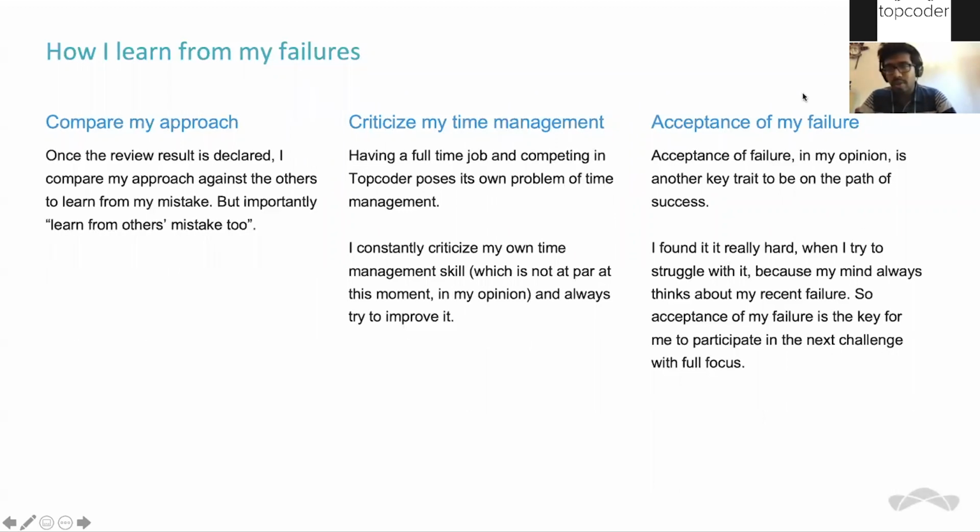So when I say acceptance of my failure, in my opinion, this is one of the key traits if we want to be on the path of our success. Initially I found it really hard. I was struggling to accept my failure, thinking, okay, I failed very badly, why did I do it? So I spent 2 to 3 days just thinking about my failure.